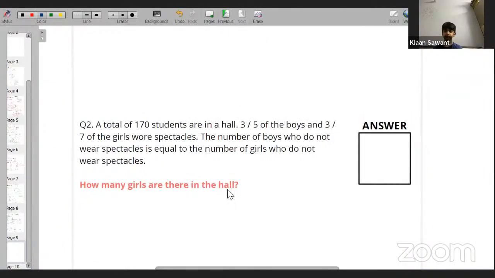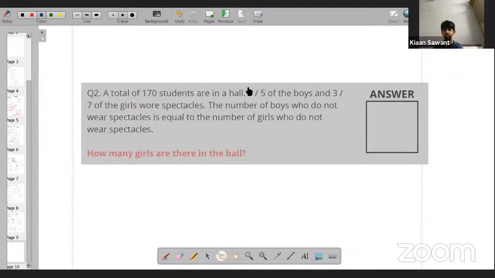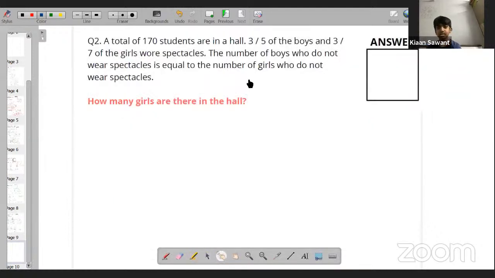A total of 170 students are in the hall. 3/5 of the boys and 3/7 of the girls wore spectacles. The number of boys who do not wear spectacles is equal to the number of girls who do not wear spectacles. How many girls are there in the hall?